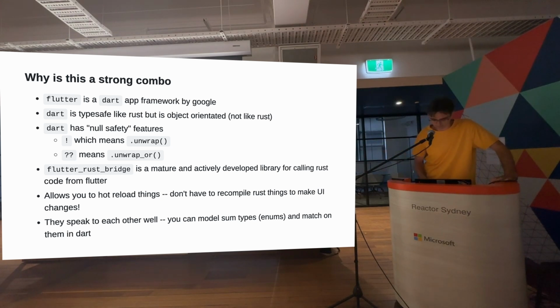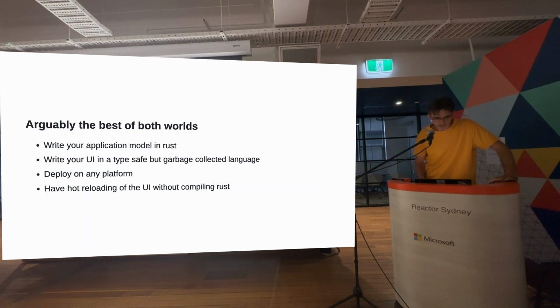So you can write your application model and business logic in Rust, and write your UI in a type-safe, garbage-collected language. Deploy on any platform, have hot reloading. So it's kind of like the best of both worlds that you can have at the moment, it seems like. I'm not an expert on all the different ways of doing this, but it's pretty good. You've got your type-safe Rust for your business logic and your data model, and then for the buttons and making things whiz around the screen, you've got this garbage-collected language where you don't have to worry about the compiler getting angry at you.